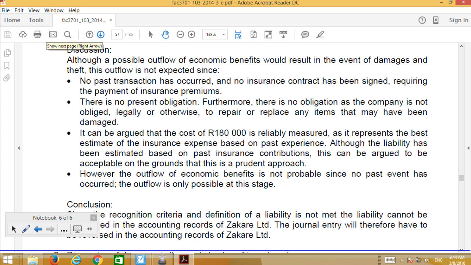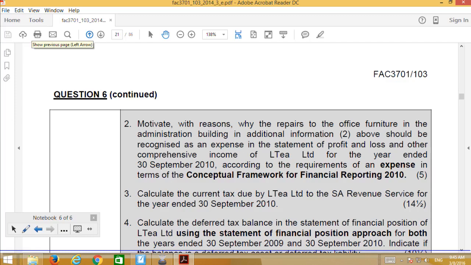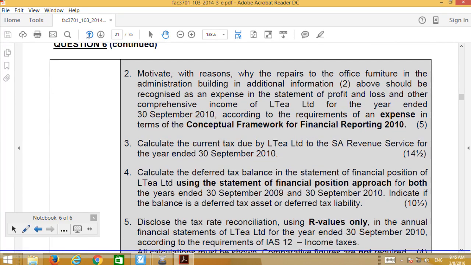Question 9. So if I just go back, sorry, to question, what question was that? 7. Question 6, page 21. So question 6 was also 5 marks. Motivate why repairs should be recognized as an expense in the P&L. I mean, it's clear that it is an expense in the P&L, isn't it? Of course, the repairs is an expense in the P&L. From first year already, you knew that repairs was an expense. But now, in terms of framework, you need to explain to me why it is. Right, that was that one.